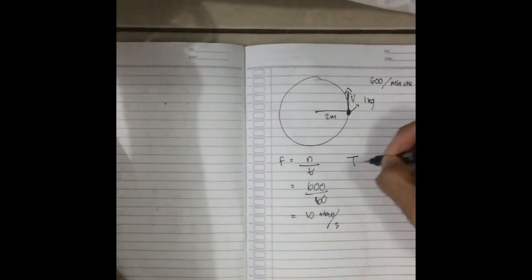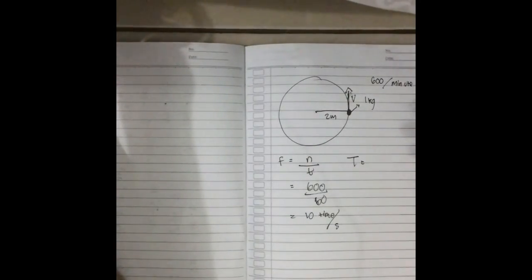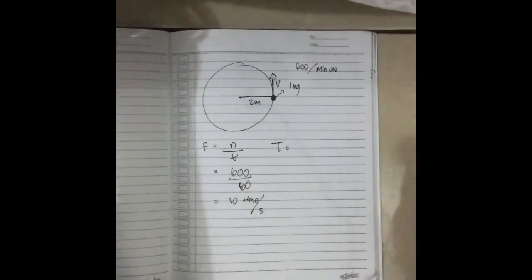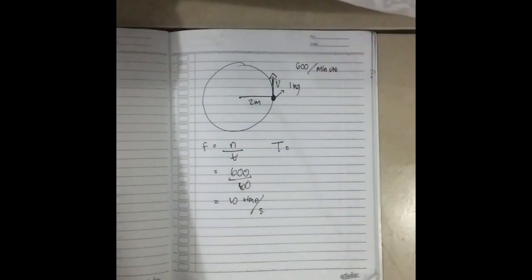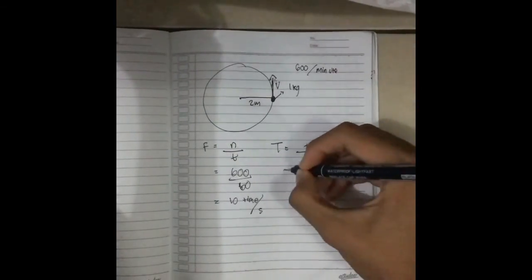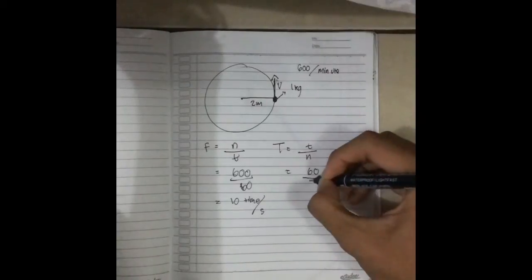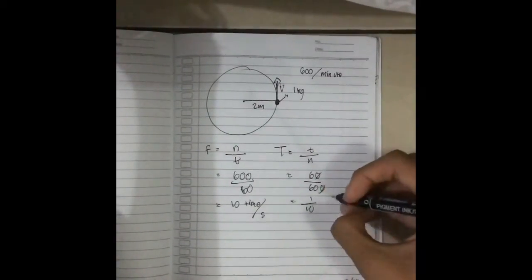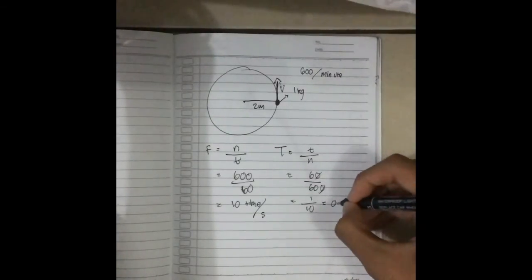What about period? Period is how long it needs to spin in a second. In one spin, how many times is required. So it's t divided by n. So it's 60 divided by 600. So it's going to be 1 over 10, or we can call it 0.1.